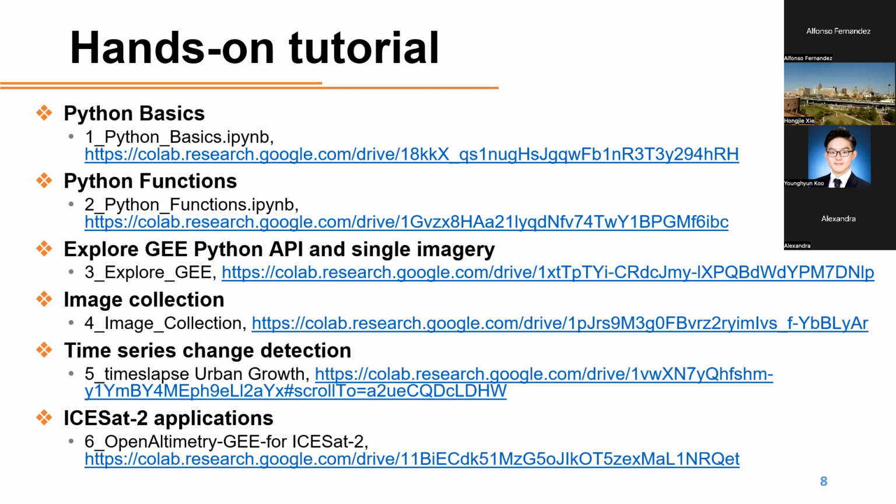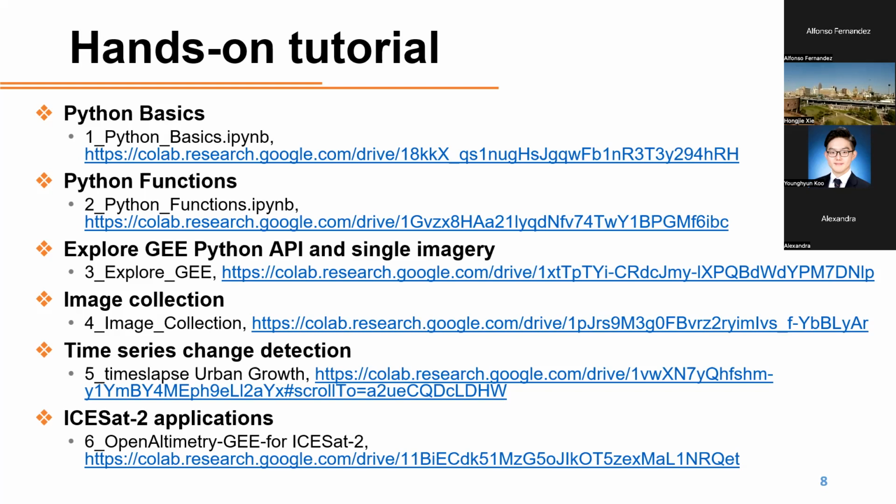ICESat-2 factory. So he can copy the code, put it together, and then you can easily do time series change detection anywhere in the world. You want to see how the urban areas change, how the trees change, and how the temperature changes. We have lots of examples we can follow.